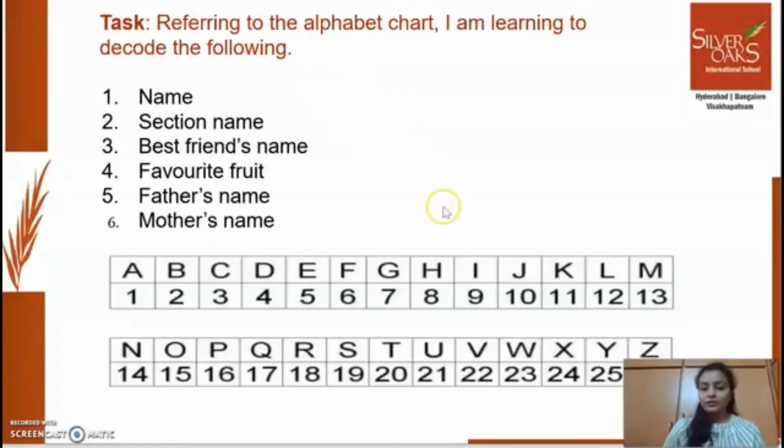You can refer to this alphabetical chart and write your name and then decode it. You write your section name and decode it with the numbers. Your best friend's name and decode it with the numbers. So isn't it interesting? I know.